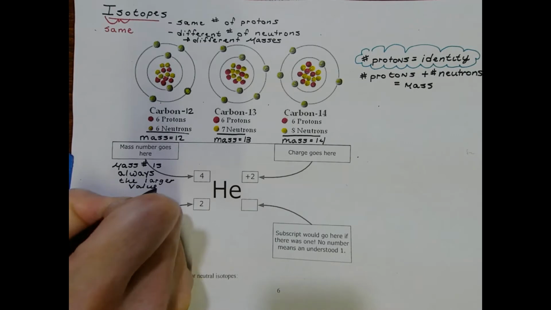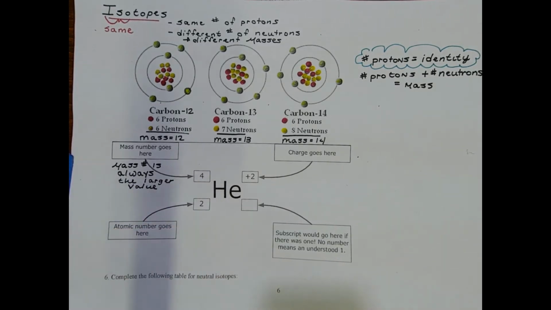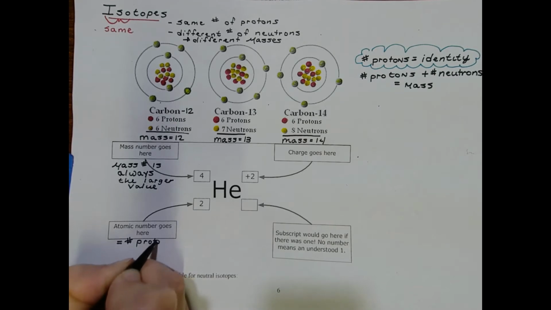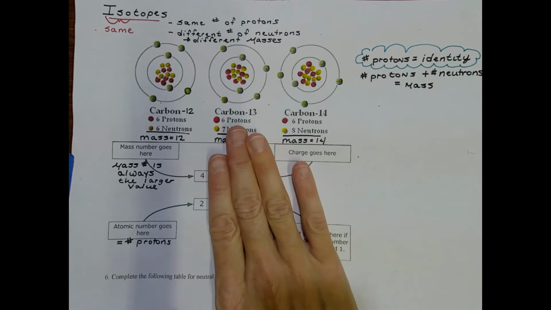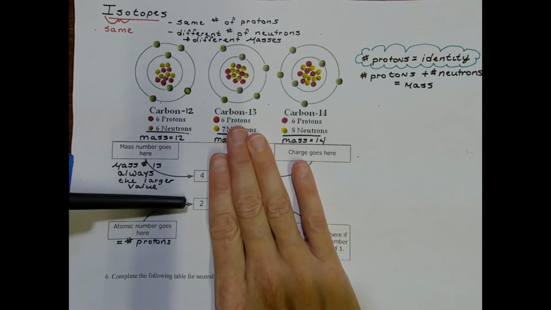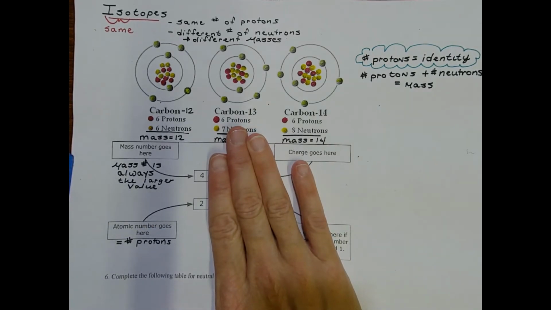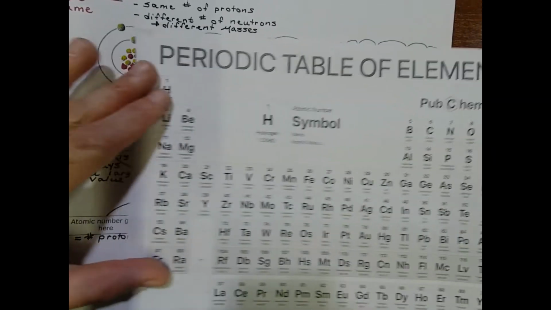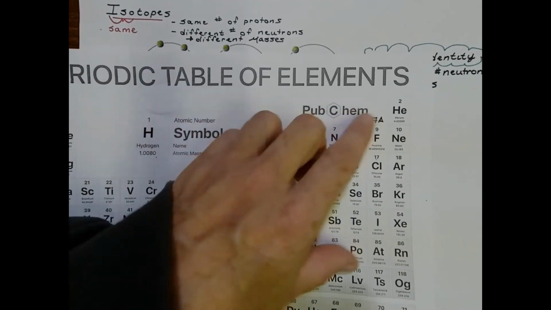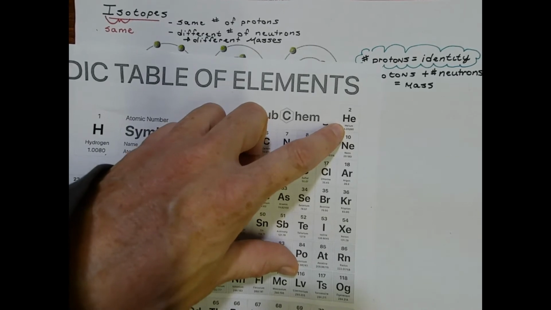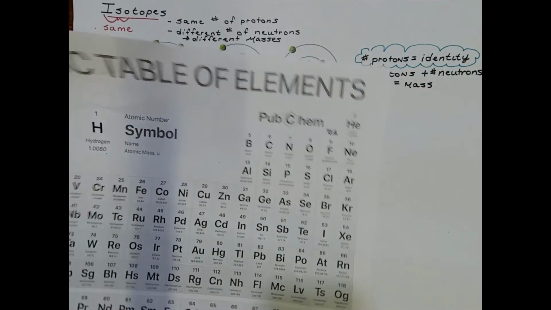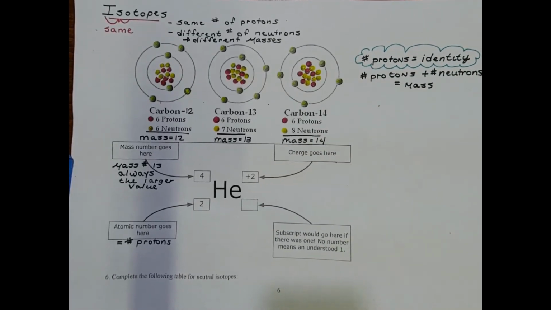Then the smaller value on the left-hand side is going to be your atomic number, which, again, just to really emphasize that point, is also equal to the number of protons. So if they didn't tell me that this was helium, all they told me was 2, I could go to my periodic table and find number 2. Oh, number 2 is helium. So just based off of the number of protons, you can identify the element.